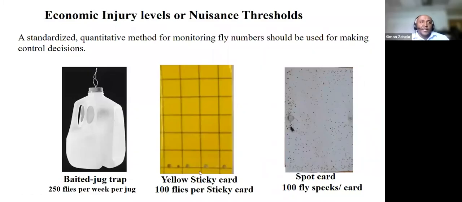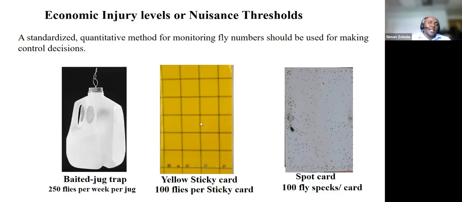So with a yellow sticky card, 100 flies per sticky card on both sides of the sticky trap is commonly regarded as the threshold level. A spot card is a white paper which is normally fastened on a post. We can count the number of excretes or regurgitates from flies. If we see 100 fly specks per card in a week, that is the threshold level at which we need to apply a control measure.